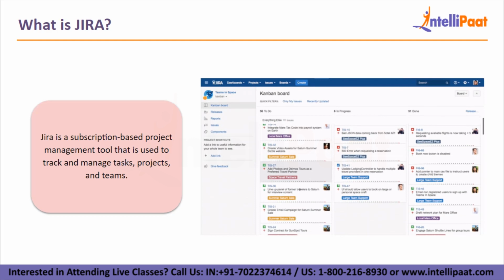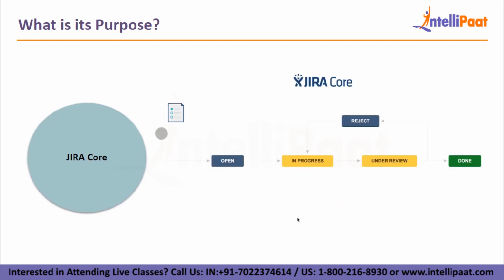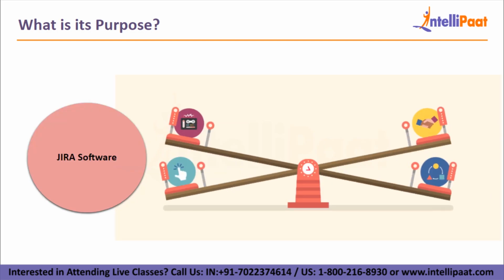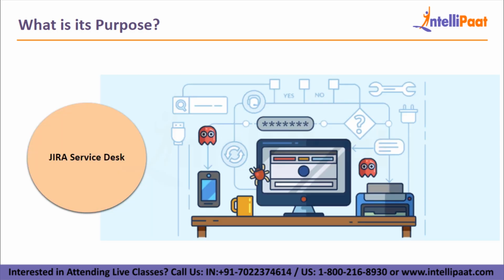Now let's move on to our next agenda, that is what is its purpose. Jira was originally created to track bugs and issues, but it was later enhanced to become a project management tool. Jira is now accessible in three versions, that is Jira Core, Jira Software, and Jira Service Desk. Jira Core, as the name implies, is developed for project management teams and includes tools to assist them in completing a variety of projects. Jira Software incorporates all the Jira basic functionalities as well as Agile functionality. Jira Service Desk is intended for IT professionals and other vocations that are categorized as service desk jobs.